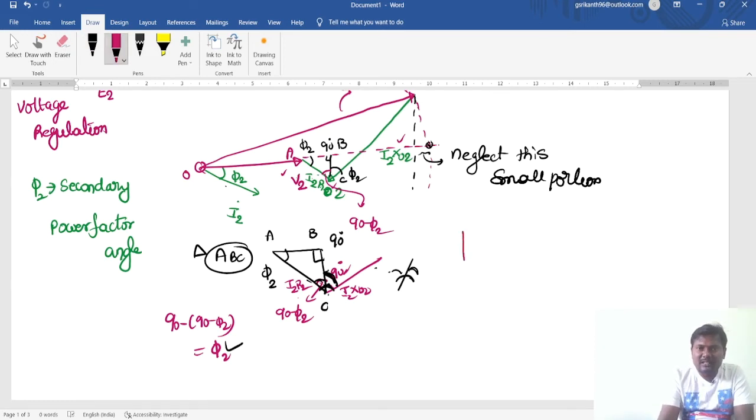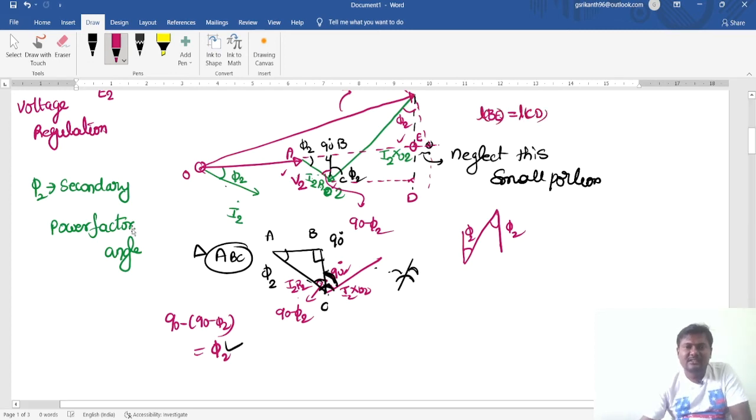So using mathematical concepts, this is phi 2, and now this angle is also phi 2. Yes, this angle is also phi 2. And from this C point, extend this line, it will touch us at D point, and here it will touch us at E point, and the BE value should be equal to CD. The length of BE is equal to length of CD.